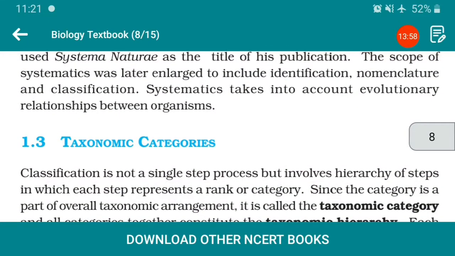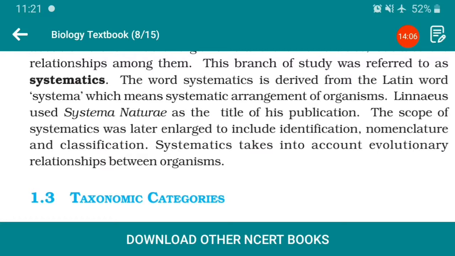Taxonomic categories we will discuss in our next video presentation. So up to here, biodiversity, the diversity in the living world, classification, identification and taxonomy are always crucial. So remember, you have to define what is diversity, what is biodiversity, what is classification, what is systematics and what is taxonomy. These definitions are useful for your exam.